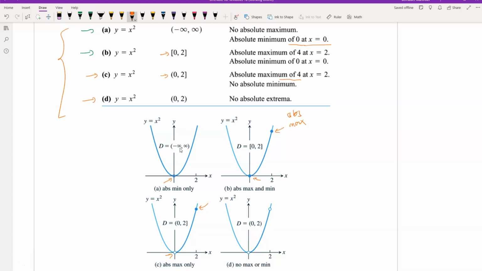And part D, here we had an open interval, it's not closed. So we cannot say that that is the absolute maximum, and we cannot say that this is the absolute minimum. So no max or no min. We don't have an absolute max, we don't have an absolute minimum.